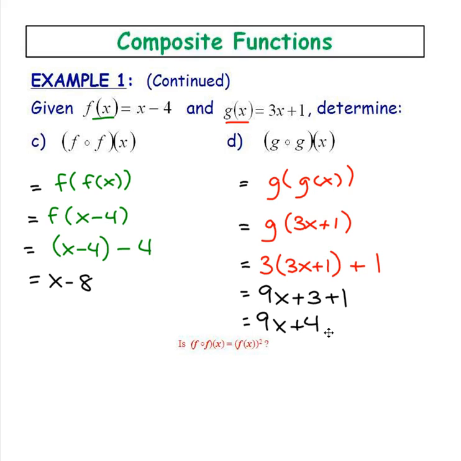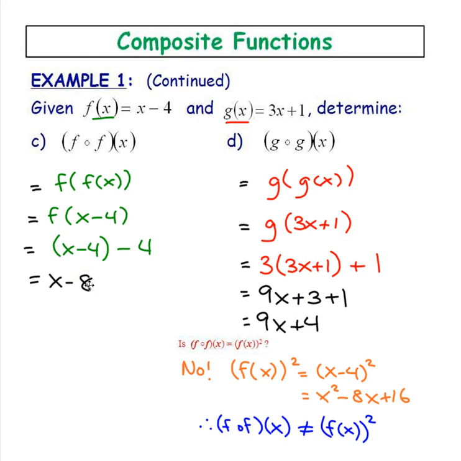Here's a question at the bottom. Is f∘f actually equal to f of x but squared? That's a common thing that a lot of people think. Let's check it out. You already have the answer for f∘f right there. So let's figure out what f of x squared is. Here is f of x, x minus 4, which was right up here. If we square it, we get this, which doesn't even really look like that. So f∘f is not the same as f of x squared.